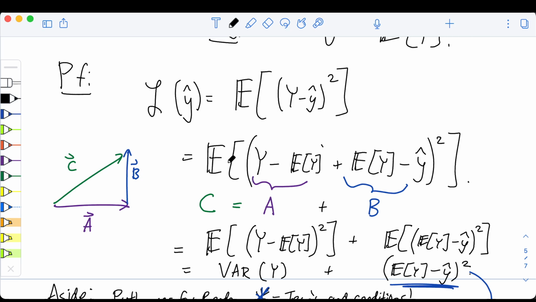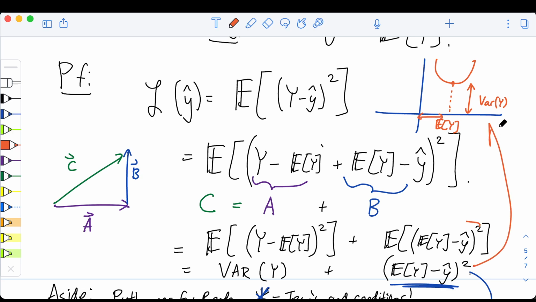And this is a picture you should see in your head from when you did quadratic equations in high school. It looks like this. The x value here is the expected value of Y, and then the minimum height here is the variance of Y, right? So this is the vertex form of the quadratic equation. And then you want to minimize how much you pay me. Of course, you should pick the expected value of Y, and the amount you're going to pay me is the variance of Y. That was all from last class. I think most everyone got 3.5 this time, or 3 or 4.